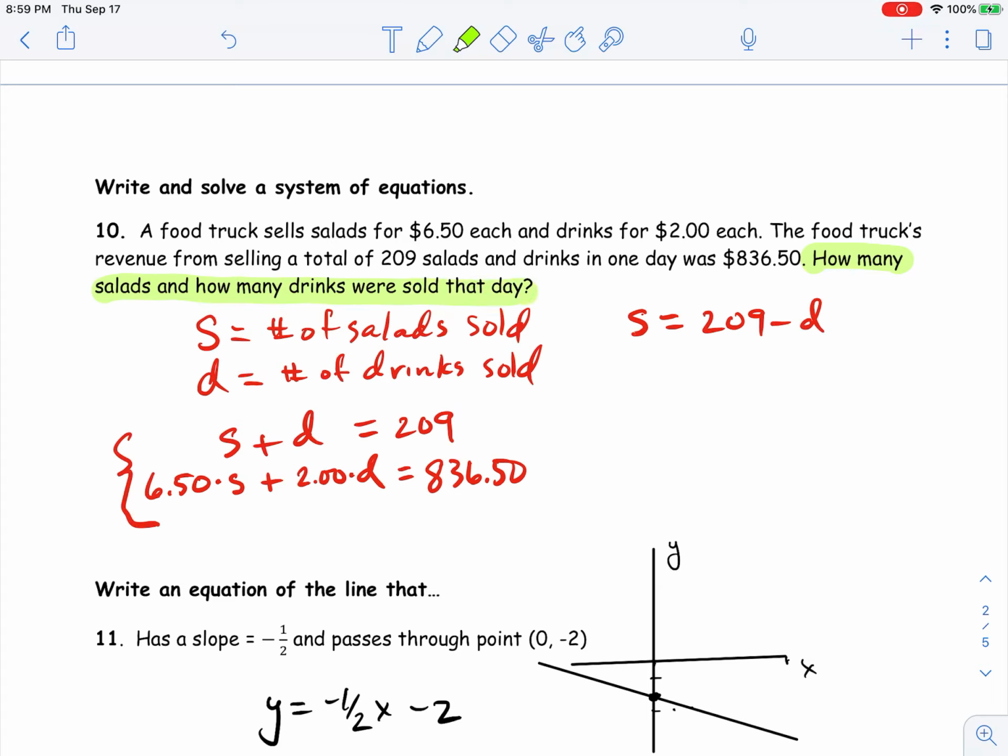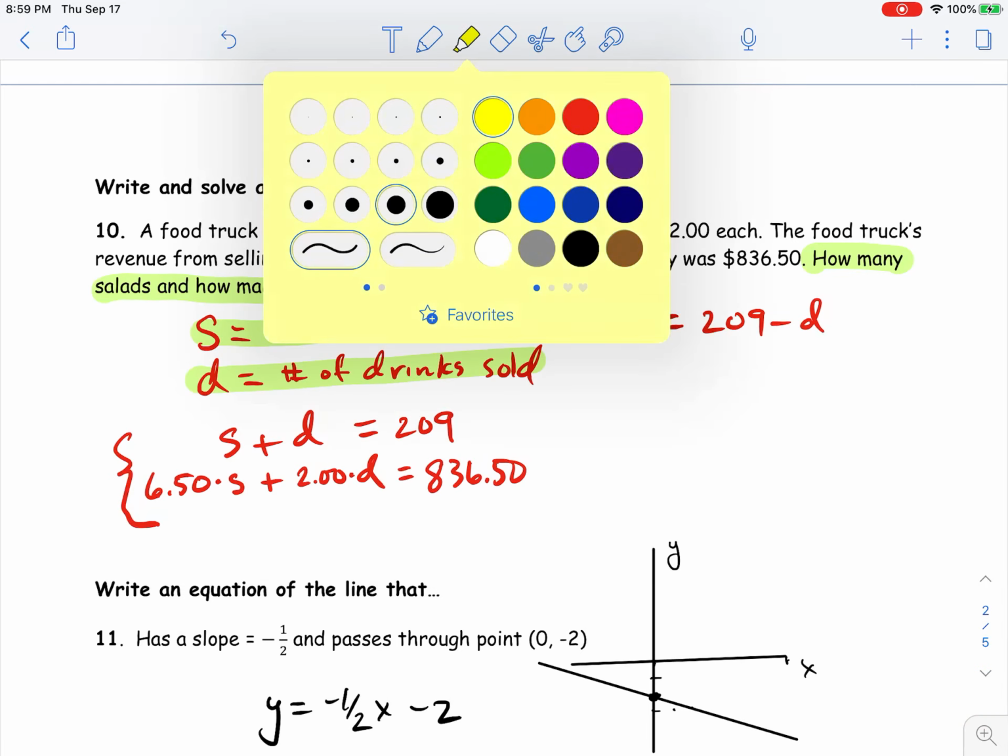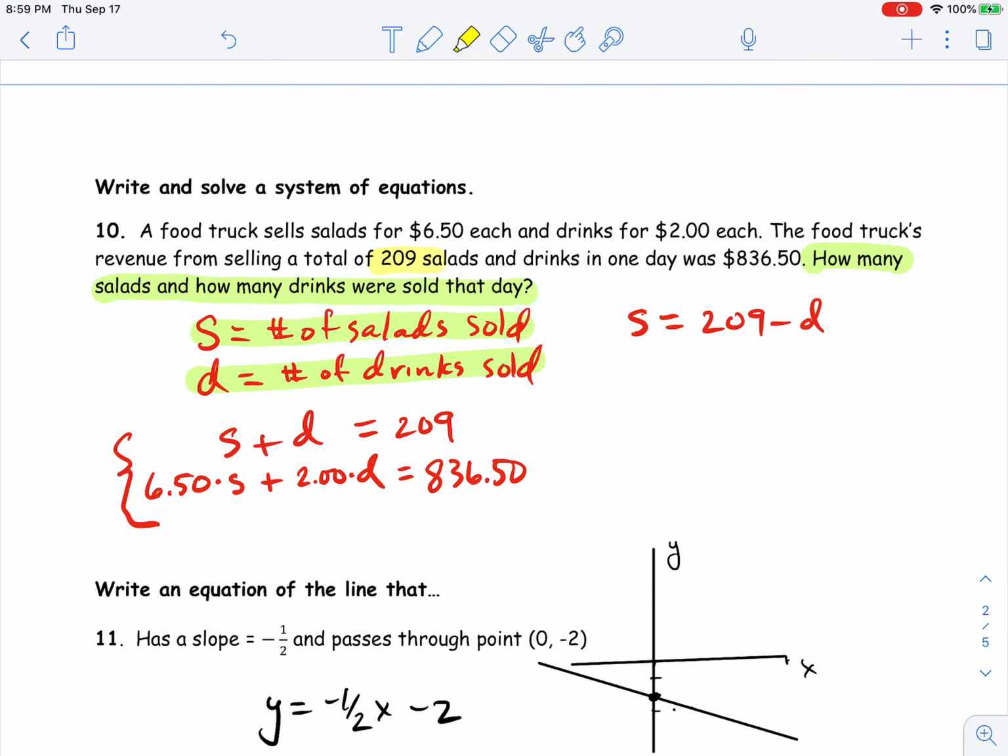How many salads and drinks? That's why I said the number of salads sold is S and the number of drinks sold is D. We know that there are a total of 209 salads sold in one day. So that's my first equation right there: the number of salads plus the number of drinks is 209.